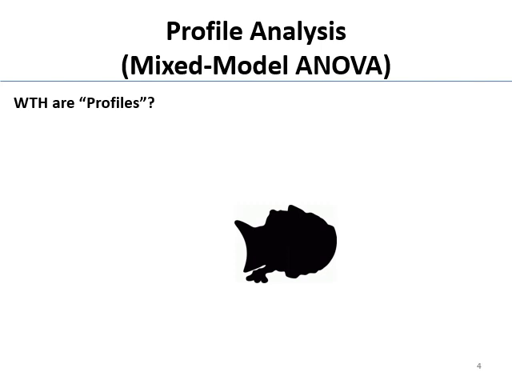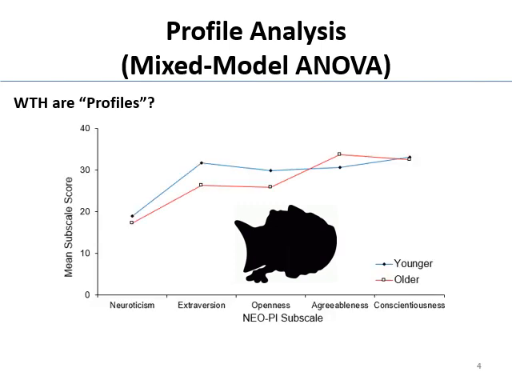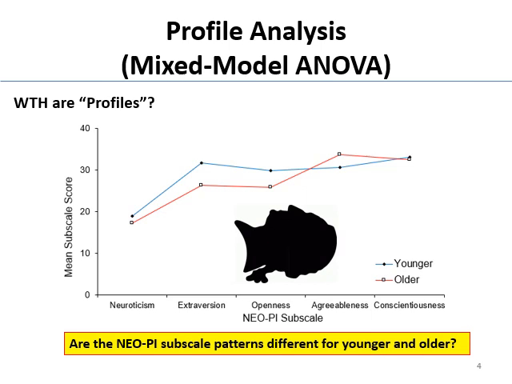So what the hell are profiles? Well, if you went to school in California, we had to make these in like fourth grade. That's a silhouette profile of George Washington. And the idea here is that you're looking at the pattern of the lines for a particular group, and it's sort of like a profile, you know, the chin and the nose and the forehead or whatever. And you're comparing the profile of one group to the profile of the other group. In this case, it's the younger and older folks across the NEO PI five subscales there. So are the NEO PI subscale patterns different for younger persons pretending they're old and actual older persons? Good question.